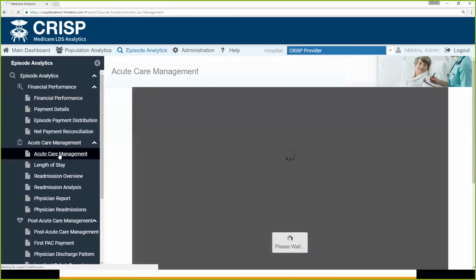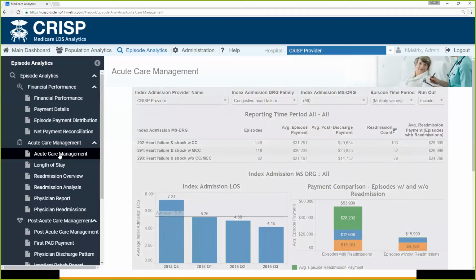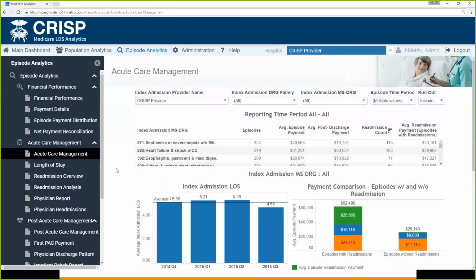Again, just as a reminder, this is where you would be looking at different opportunities or areas for improvement within the acute care setting, things such as length of stay or readmissions to either your own hospital or to other hospitals. So it's loading up the dashboard right now for the acute care management. This dashboard again shows you the main snapshot areas that you might want to look at within this section. Up at the top here, we have all the different MSDRGs. There's quite a lot because right now I'm looking at all. And this is also sorted by readmission.